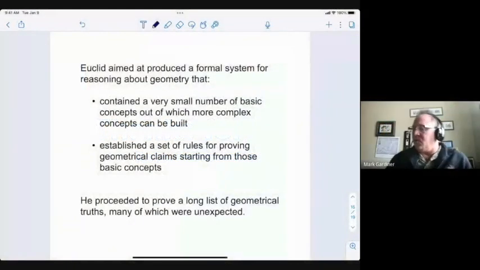So, what was Euclid trying to do? Well, he was trying to produce a formal system that allows us to reason about all of geometry in our intuitive sense, that, first of all, contains a very small number of basic concepts. Ideally, you want the smallest possible number of basic concepts, out of which your more complex concepts can be built.